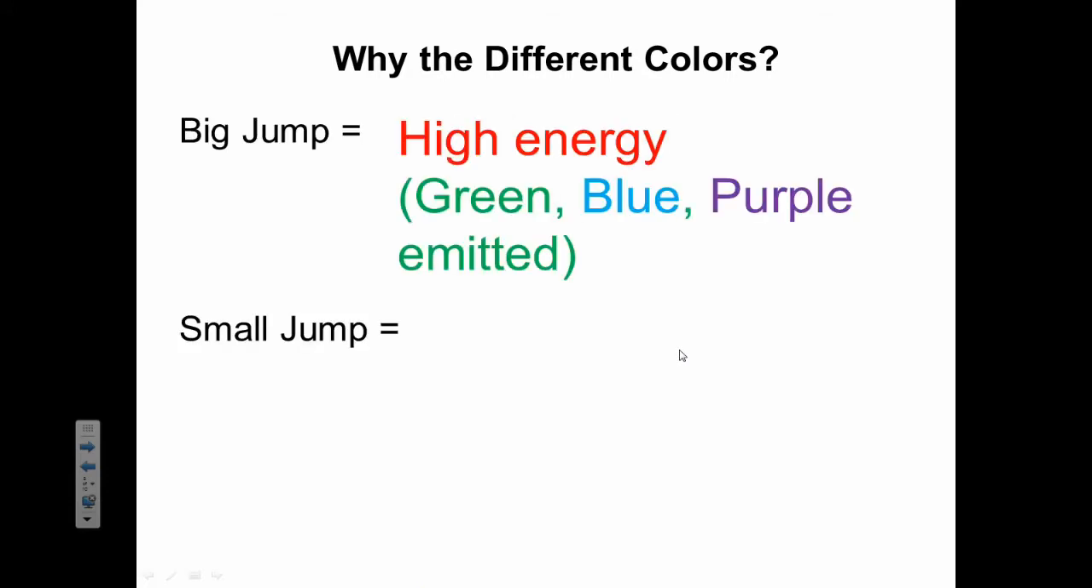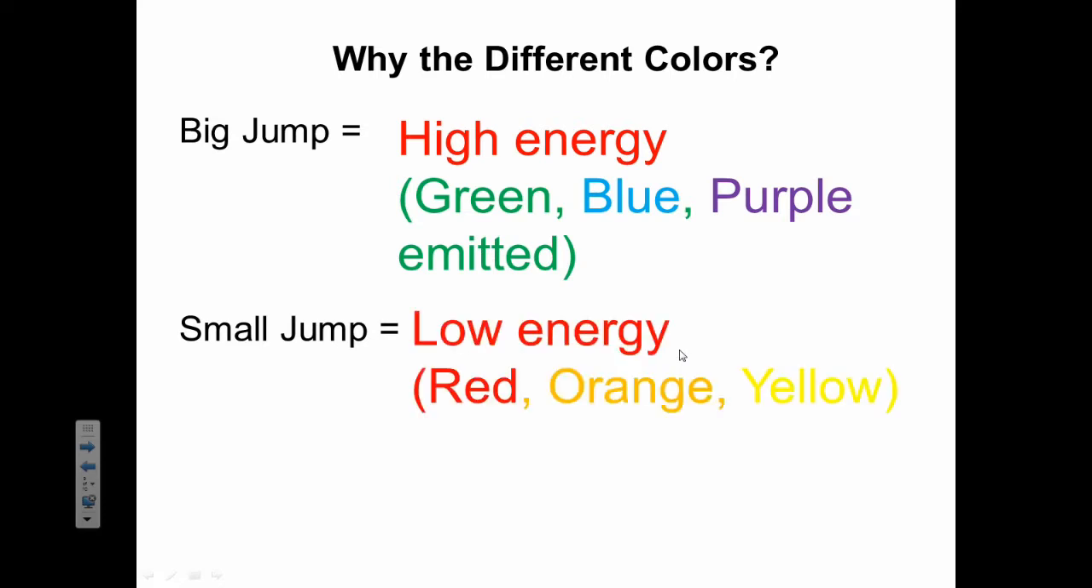So again, if there's a big jump, there's a big fall, and the electron's movement would result in a release of green, blue, or purple light, and a small jump would release a low energy color like red, orange, or yellow.